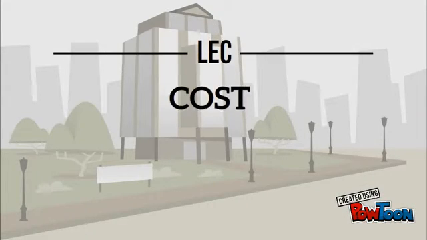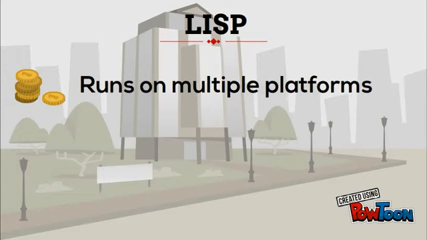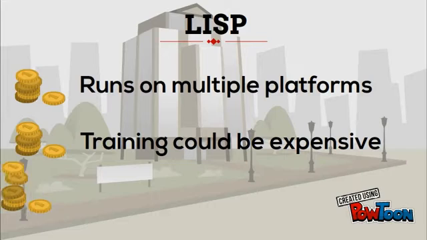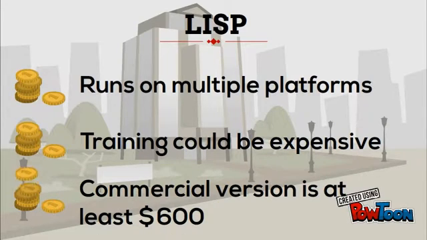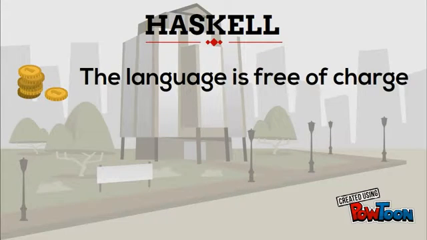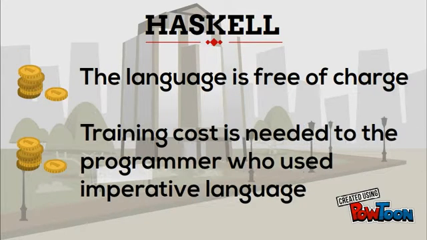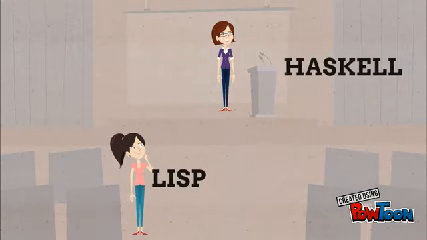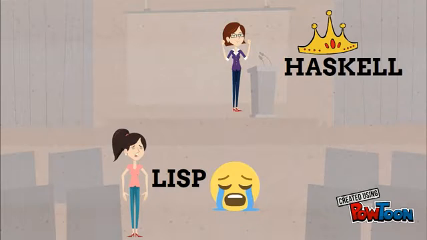Now we talk about cost. Lisp can run on many platforms. Its training could be expensive. The commercial version of Lisp is at least $600 USD. Haskell is free of charge. But training cost is needed for programmers who used imperative languages. After the LEC comparison, we decide to use Haskell instead of Lisp.